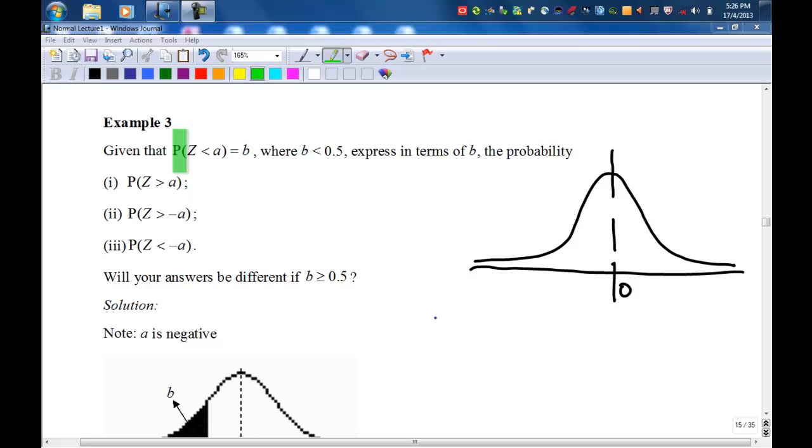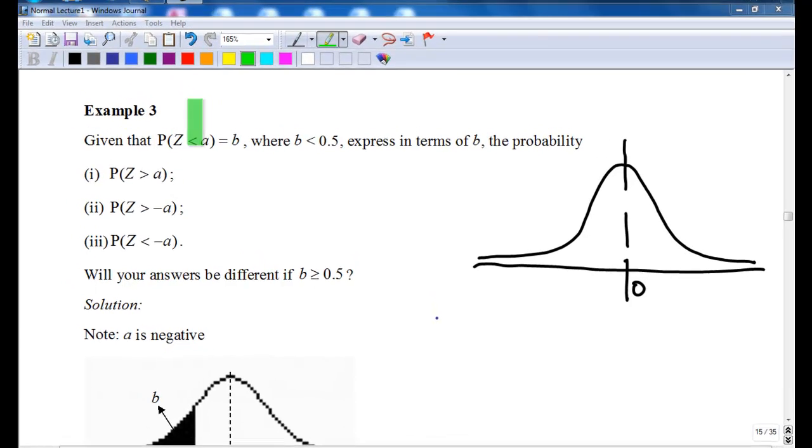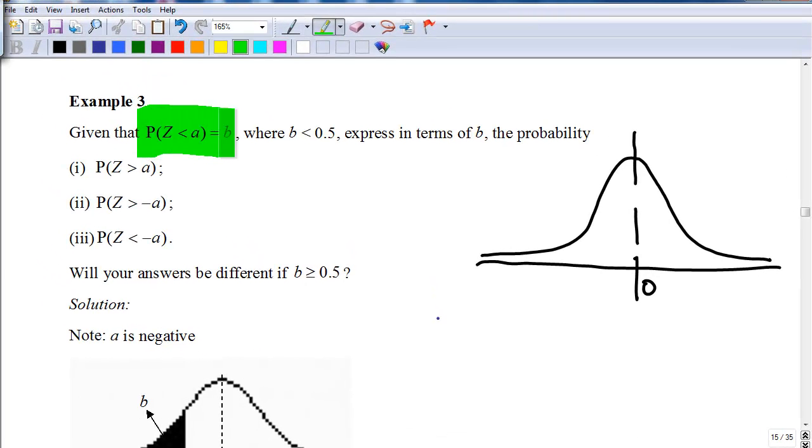We look at example 3 now. In example 3, there is an A and there's a B such that the probability of Z less than A is equal to B. In particular, they tell you that B is a number that's less than half, and they want you to find, in terms of B, the probabilities in 1, 2, and 3.